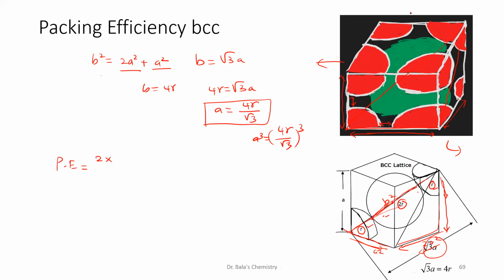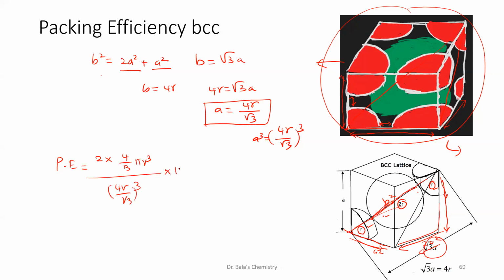Because we have to calculate the entire volume, so we have to know how many atoms there are. So 2 atoms into 4 by 3 pi r cube, divided by a cube. a cube is (4r by root 3) the whole cube, into 100. If you solve this, you will get 68%. That is the packing efficiency of this one.